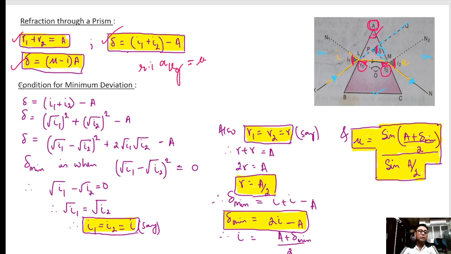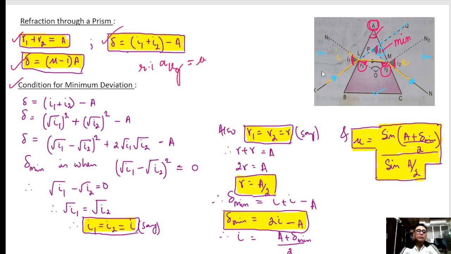Next, let us move on to the condition for minimum deviation. This is very, very important. Now, minimum deviation: I want this angle to be minimum. So what are the conditions for the minimum deviation?